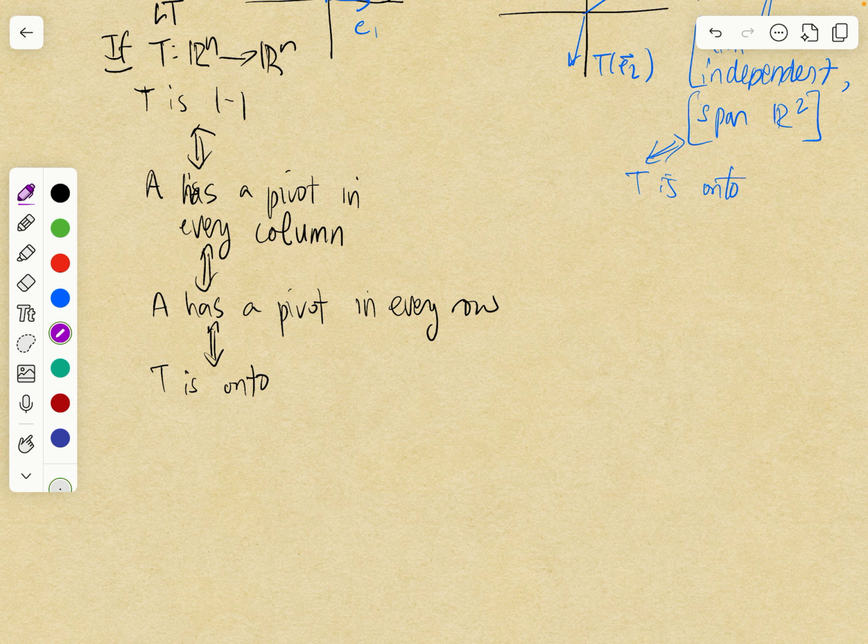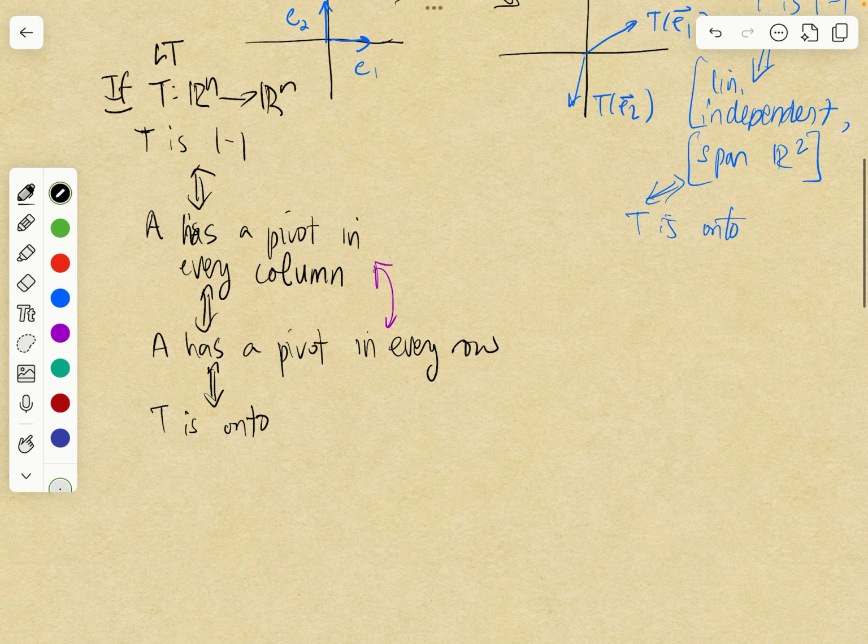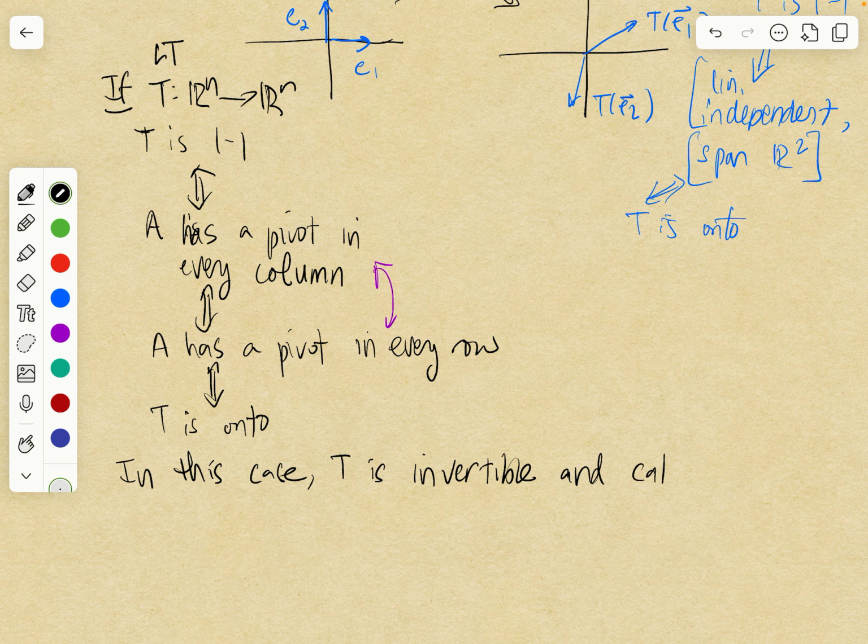Because otherwise, this equivalence will not be true, right? I mean, if you have a different number of rows and columns, then if you have a pivot in every column, you might not have a pivot in every row, and vice versa. Okay, so in this case, we say that T is invertible. And we call the standard matrix an invertible matrix, and call A an invertible matrix.